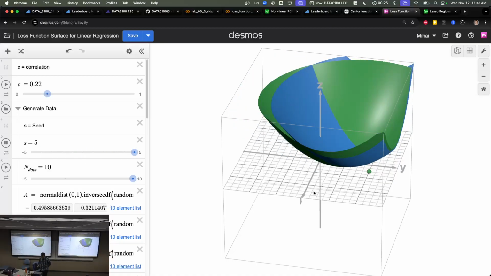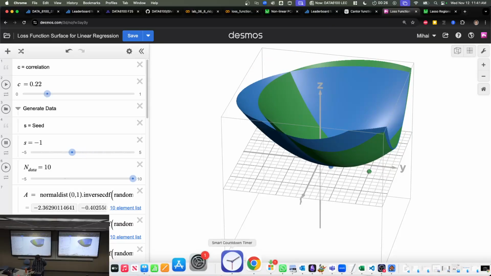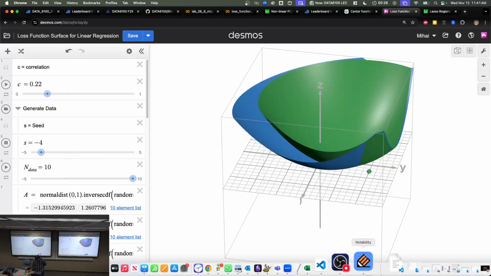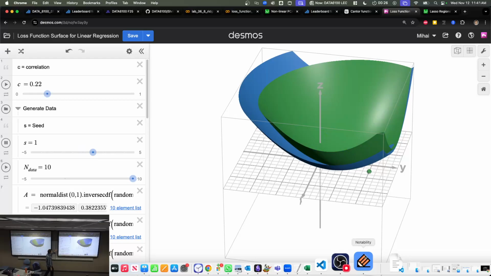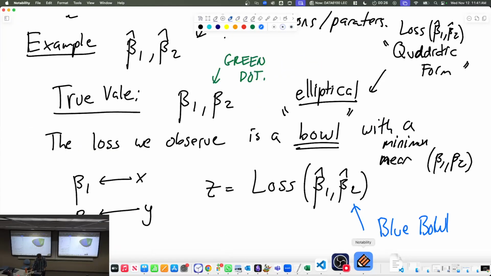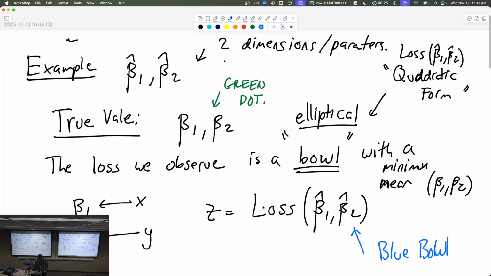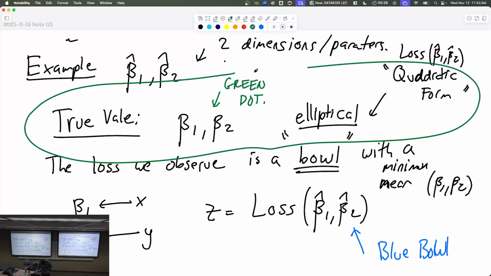I think this is the distinction that you must absolutely have clear in your mind: there is a difference between the true value and the data that we have. So this is the important distinction that I should put over here. In real life, there's a true value, in the green dot, and that is an elliptical bowl. There is a true loss function, the loss function true, of beta hat 1, beta hat 2.